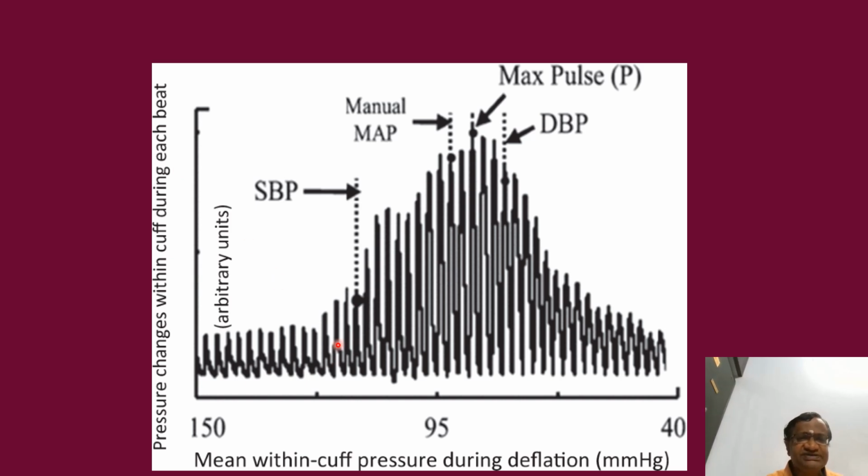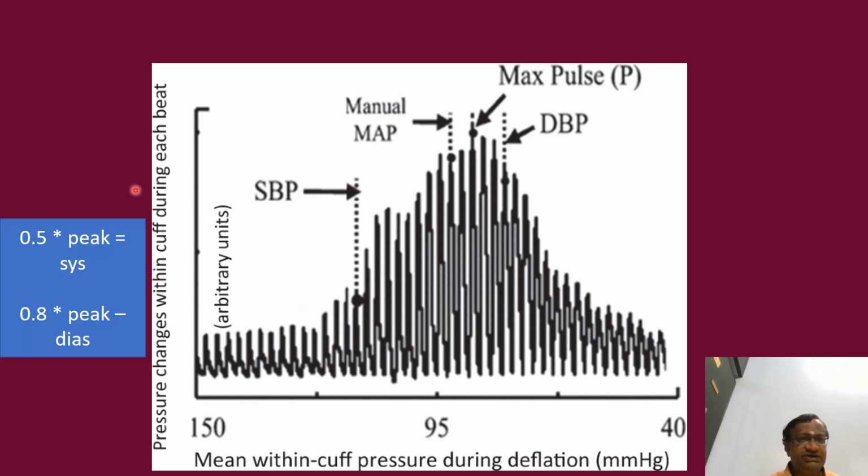Here there are a lot of oscillations. No. Here 0.5 into SBP. Now I'll show. The peak is there. 0.5 into peak is here. 0.8 into peak is here somewhere. This is the peak. 0.8 into peak is here. 0.5 into peak is here. This is the systolic pressure and this is the diastolic pressure of oscillations.